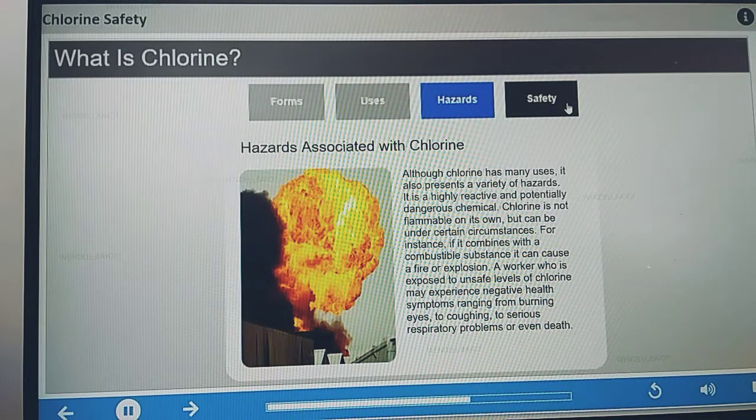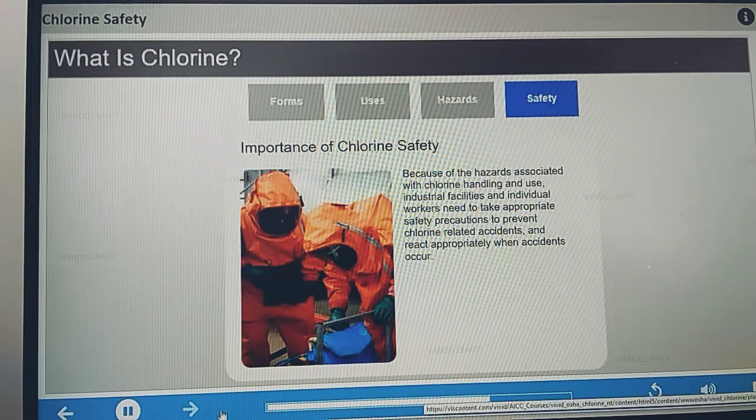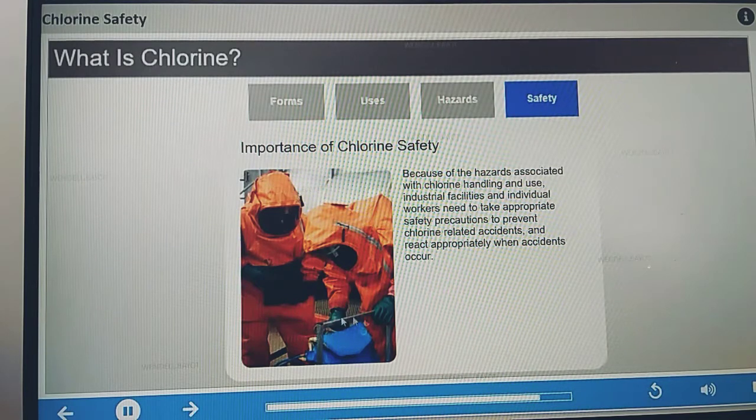A worker who is exposed to unsafe levels of chlorine may experience negative health symptoms, ranging from burning eyes to coughing to serious respiratory problems or even death. Because of the hazards associated with chlorine handling and use, industrial facilities and individual workers need to take appropriate safety precautions to prevent chlorine-related accidents and react appropriately when accidents occur.